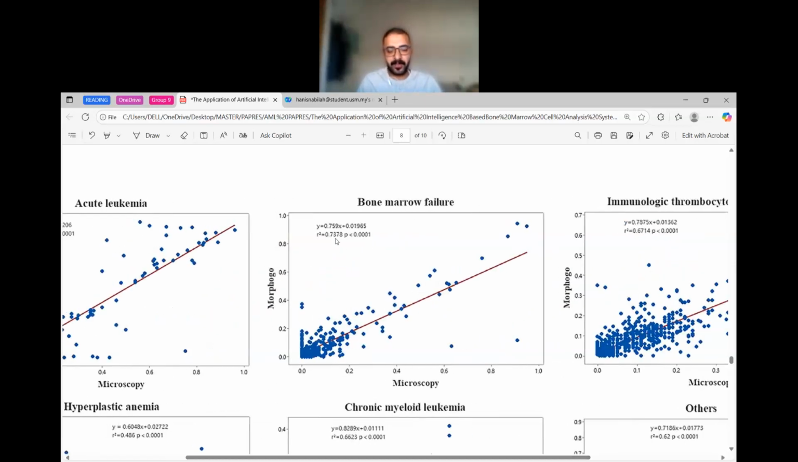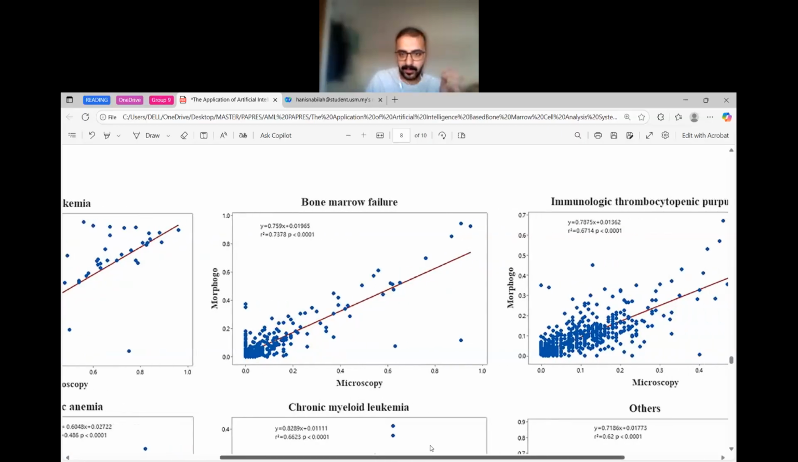For bone marrow, the R square is also 0.73 here, and the p-value is close to 0.